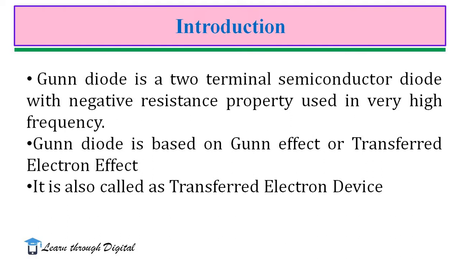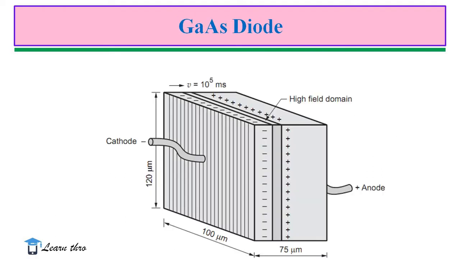Gunn diode is based on Gunn effect or transferred electron effect. It is also called as transferred electron device. In a separate video, I have explained the comparison between microwave transistors and the transferred electron device. This is the specimen of gallium arsenide diode.